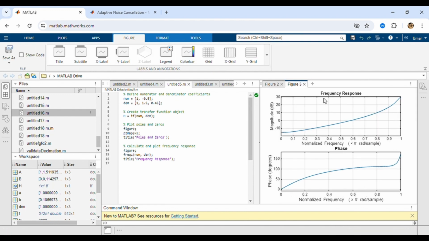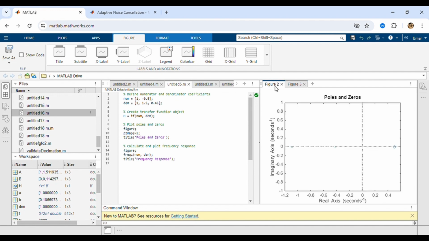first we have the frequency response, then we have the phase response, and this is the pole zero diagram of that system. As you can see, we have one pole at about minus 1, and the other is at minus 0.4, and the zero we have at about 0.5. Now moving to the next task.